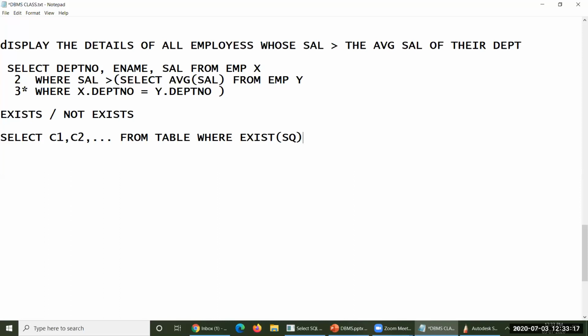and this subquery must take the assistance of the main query, or the subquery might take the assistance of a table alias. Okay, the table alias must be taken into consideration by this particular subquery here.